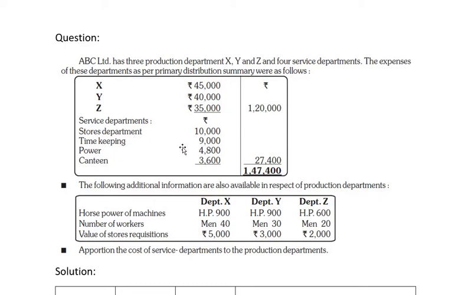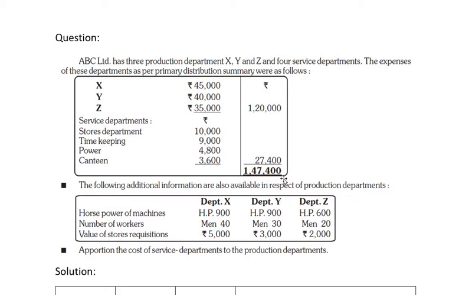Store department expenses are 10,000. Timekeeping department expenses are 9,000. Power expenses are 4,800 and canteen expenses are 3,600, which means the total expenses of service department are 27,400, which means the total expenses of a company is expenses of production department plus expenses of service department amounting to rupees 1,47,400.